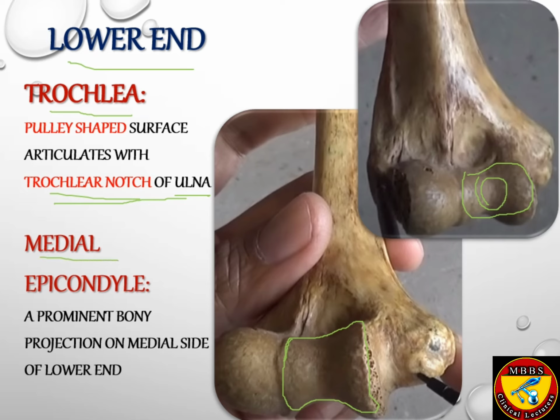Medial epicondyle. Medial epicondyle is a prominent bony projection on the medial side of the lower end. This is the medial epicondyle, which is a bony projection present on the medial side. This is the medial supracondylar ridge.